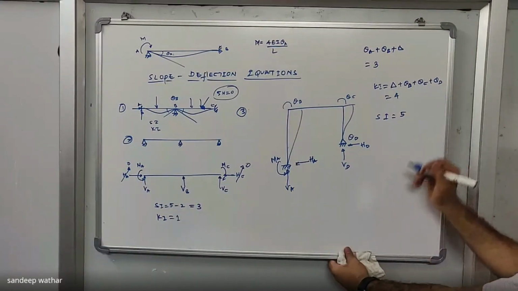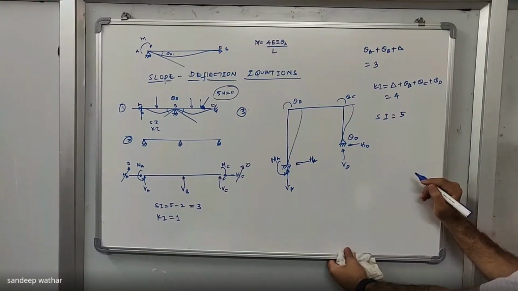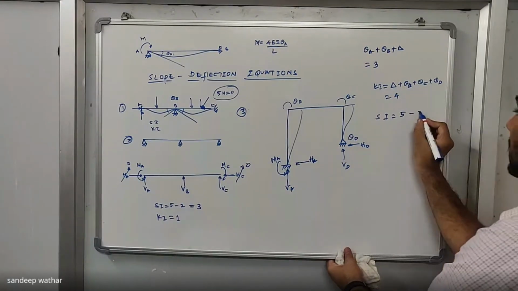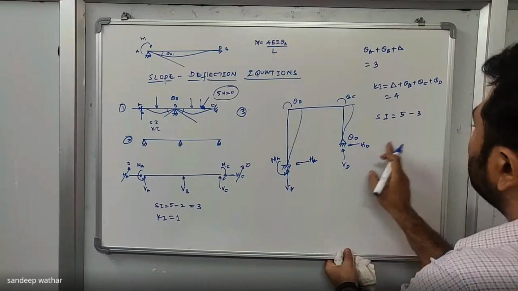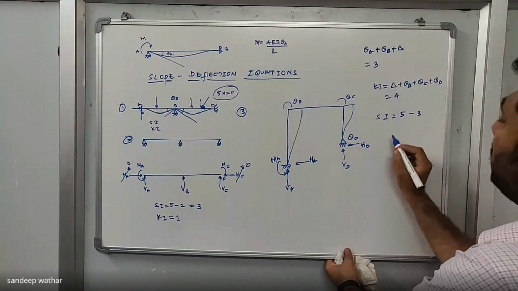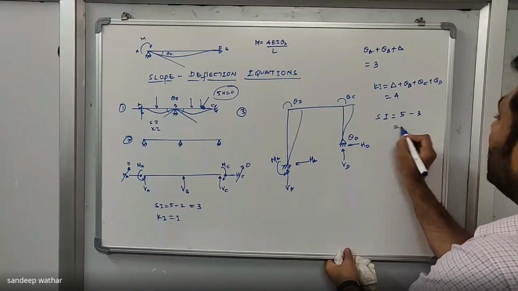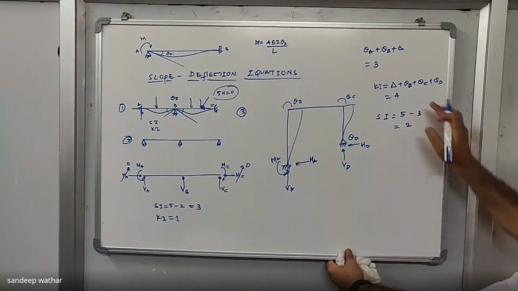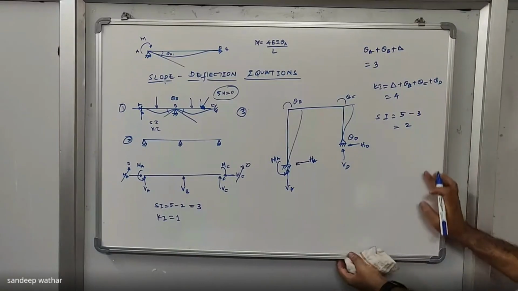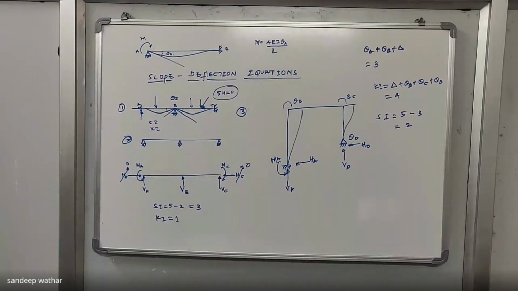If 5 reactions are there, how many equilibrium equations can we use here? 3 equations. As we know that horizontal reactions are generated, we can use summation of horizontal force equal to 0 also. So now your static indeterminacy is 2 and kinematic indeterminacy is 4. This is how you can understand static and kinematic indeterminacies.